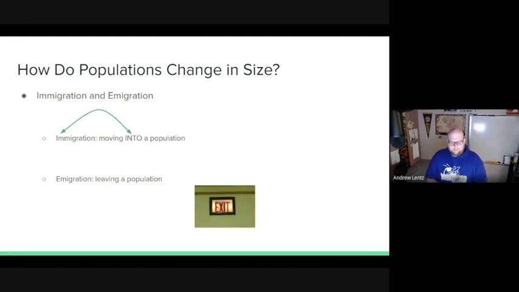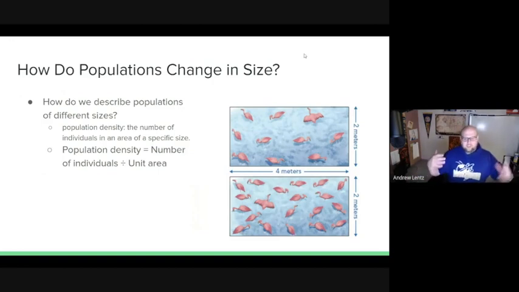The last thing that we need to talk about, we talked about how populations change in size, right? So we need to make sure we understand, how do we discuss what a population looks like now in terms of the numbers? And that's what we use a term called population density. Now, if we're talking about density, we're talking about how tightly packed something is. So when we're talking about population density, we're talking about how tightly packed something is in terms of specific organisms.